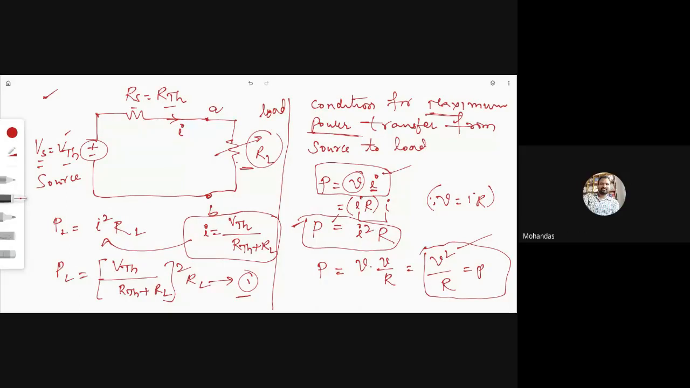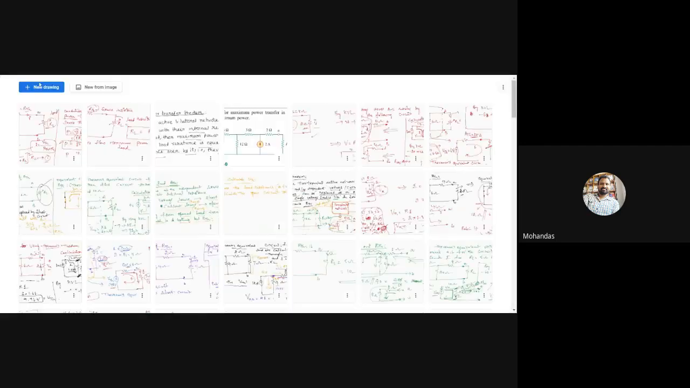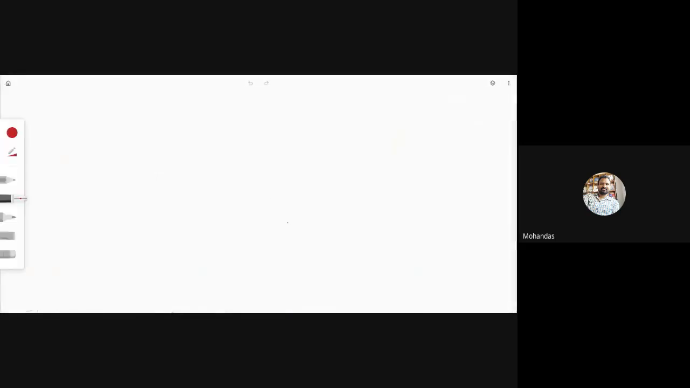Yes, sir. So let us remember this equation 1. I'm going to open another new slide. In that, PL, the power transferred to the load, equals V Thevenin divided by R Thevenin plus RL whole square into RL. We are going to derive the condition for the maximum power transfer theorem.